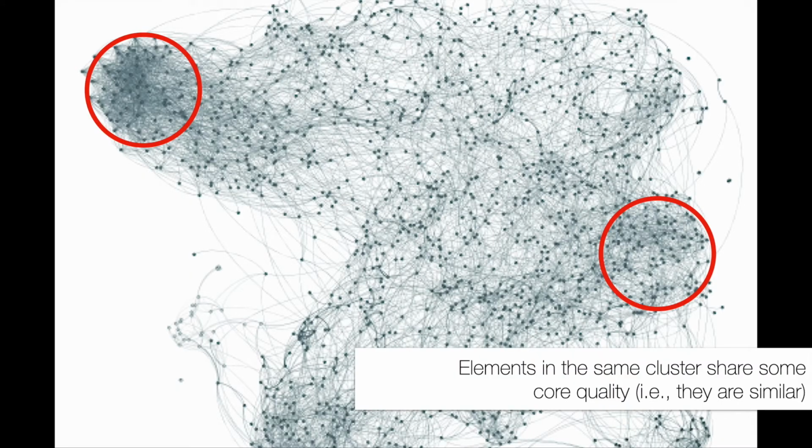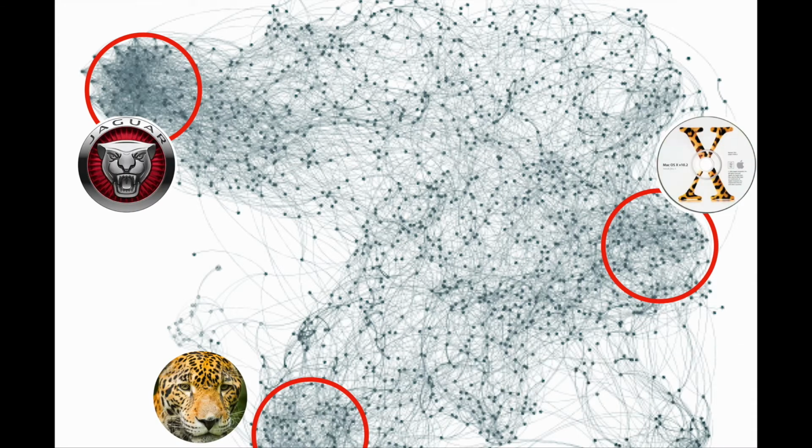So we'll return to this tired graph where we have a network of elements or objects in a data set, and the elements that are in the same cluster are similar in some sense, whether these are all things about Jaguar the car in this cluster on the top left, all things about Jaguar the operating system on the right, or all things about Jaguars the animals in the bottom.